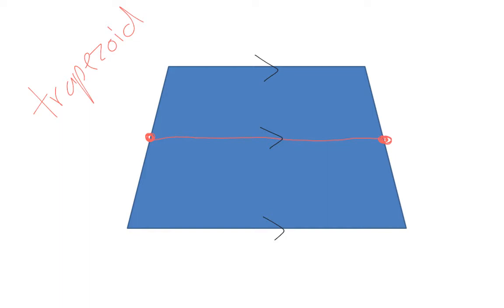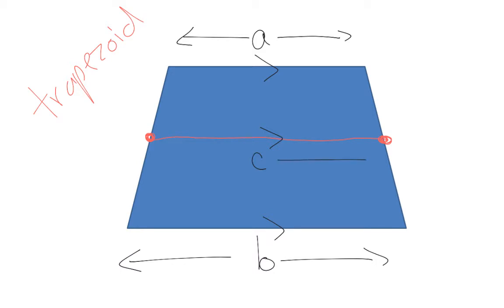Well, let's draw in some diagrams. I'm going to call this length A. I'm going to call this length B. And I'm going to call this length C. Mathematically, what that means is the distance of C is equal to the mean of A and B. Because there are only two numbers there, that would be (A + B) divided by 2.